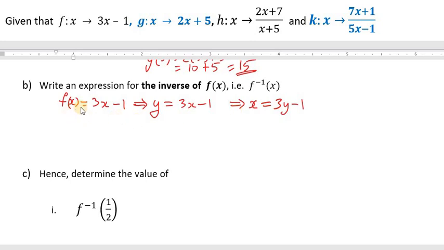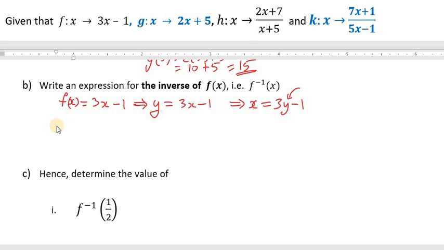Let's go over the steps again. We start with the original function of f of x equals 3x minus 1. Step 1, replace the f of x with y and write back the rest of the function. Next, we interchange x and y. So I'm going to have x equals 3y minus 1, as we have here. We interchange the x and y. So what's the next step? The next step is to make this y the subject. So we want to isolate this y.